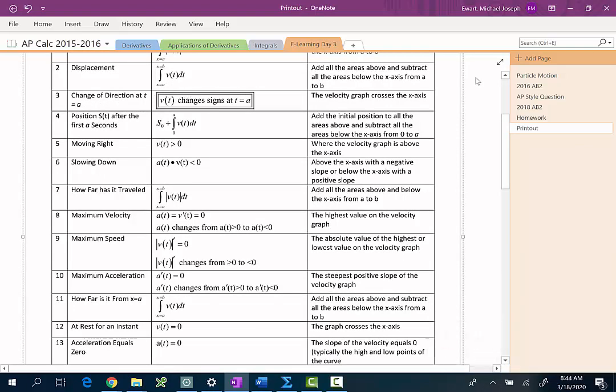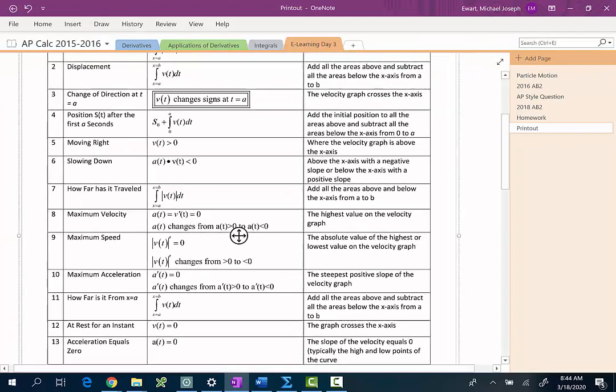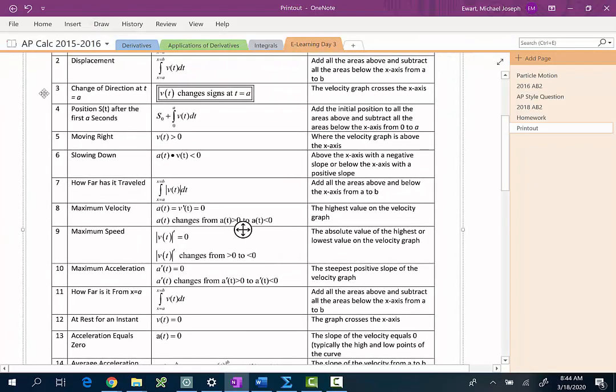And I want to connect number 3 with number 12, right? Those kind of go together. So when it changes direction, it changes signs. First, we need to set v of t equal to 0, which is when the particle's at rest.